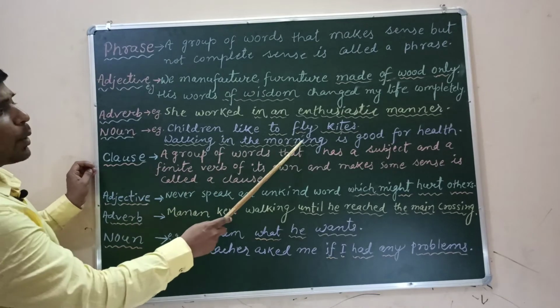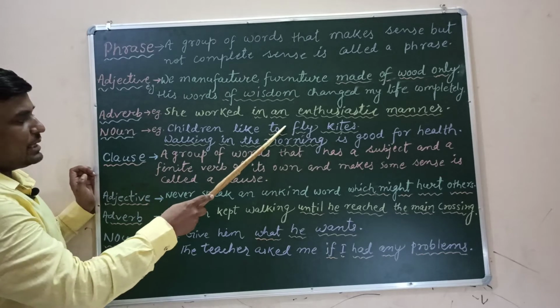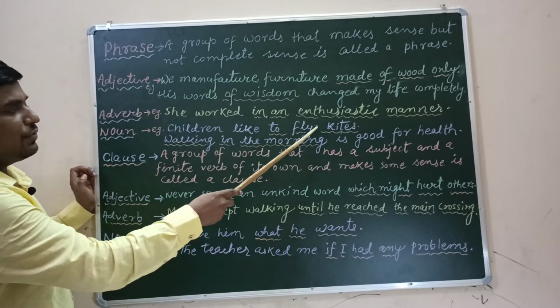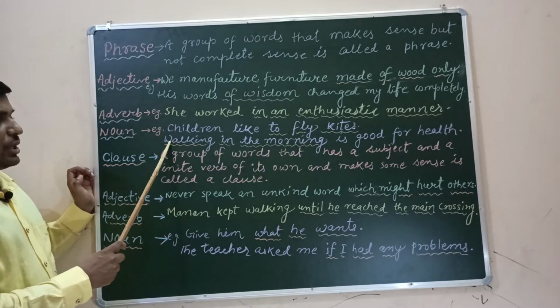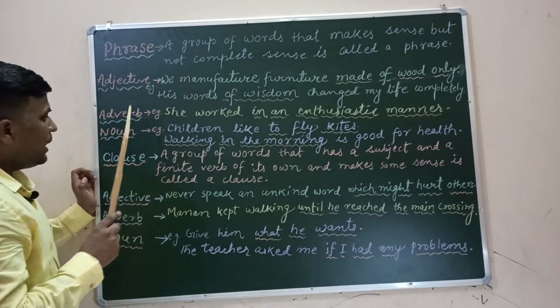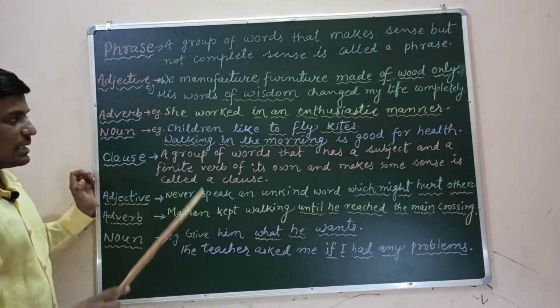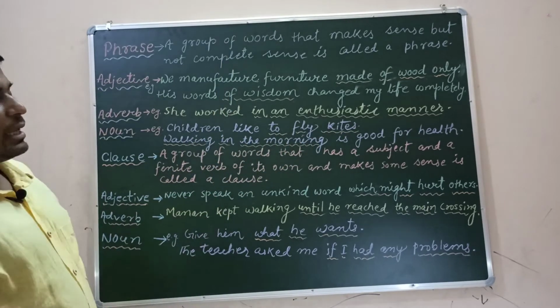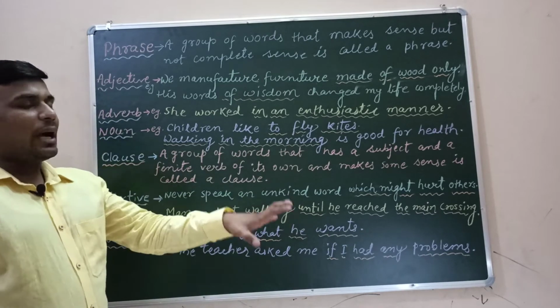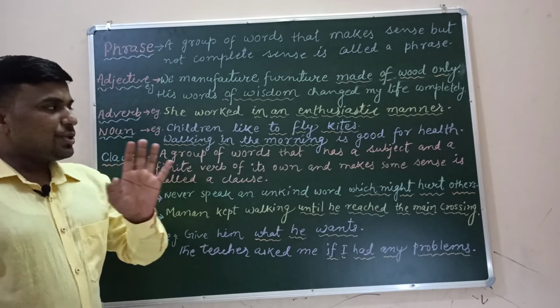Like walking in the morning is good for health. You can easily understand by infinitive and gerund. If you find to plus v1 or verb plus ing, it will help you understand that it will be a noun phrase. Children like to fly kites. Walking in the morning is good for health. Like he wants to buy a toy. Yes, smoking is injurious to health.